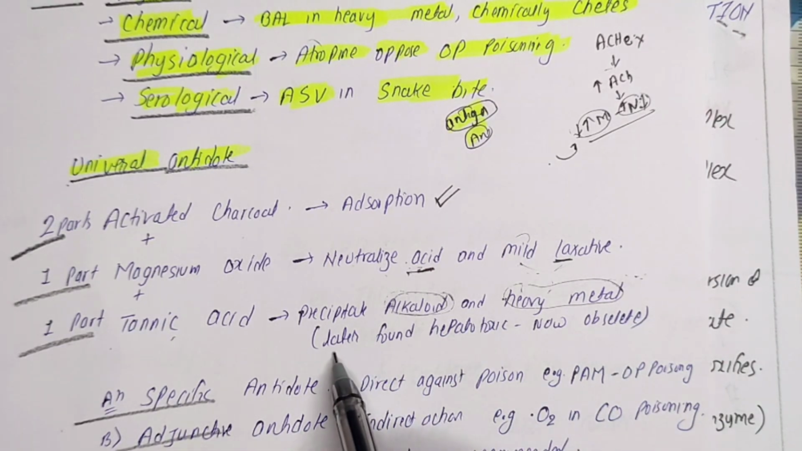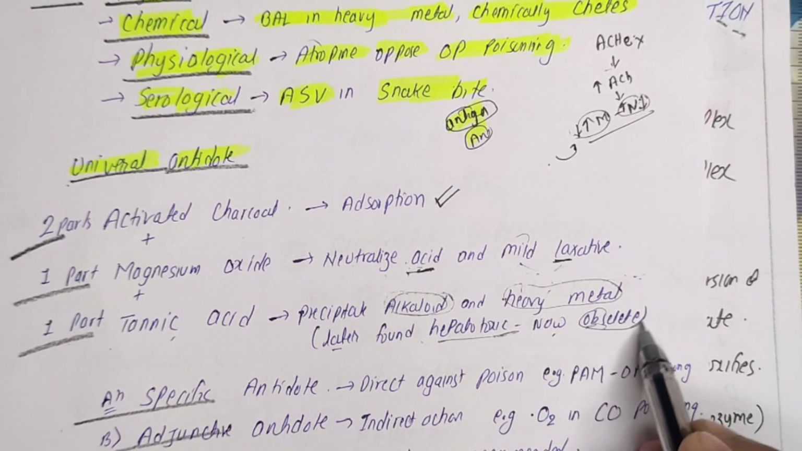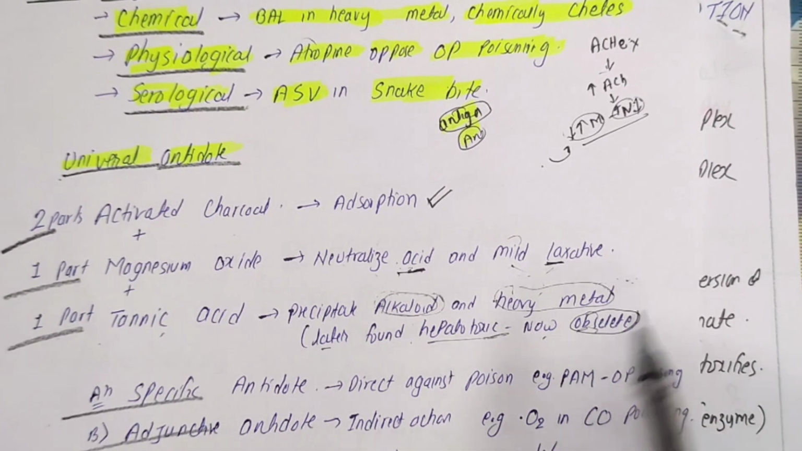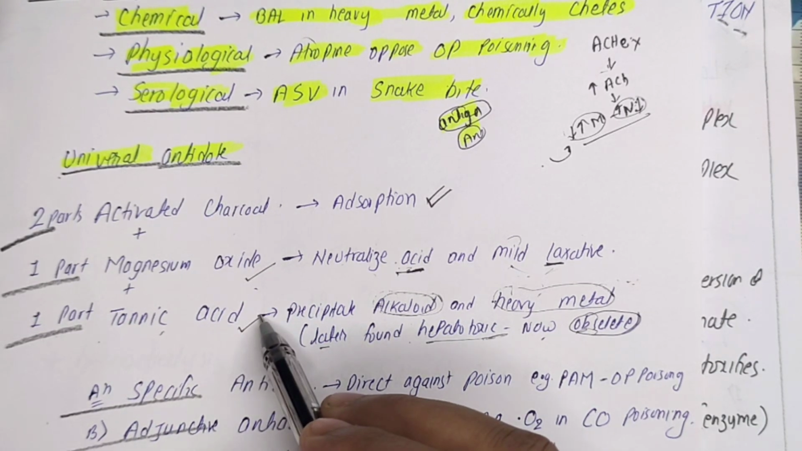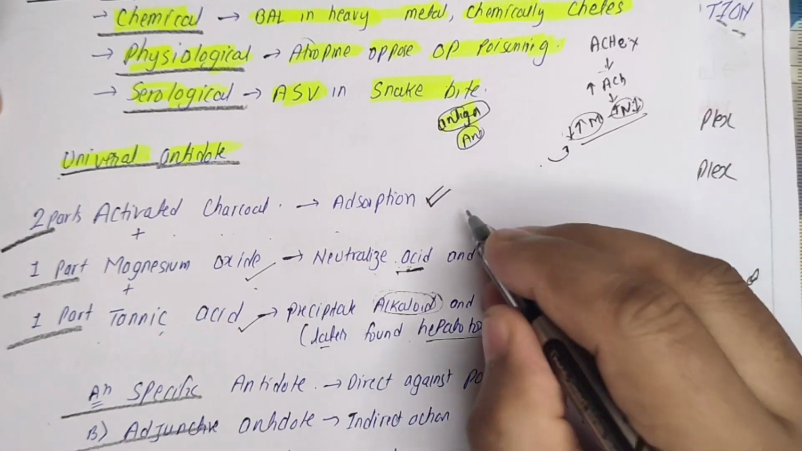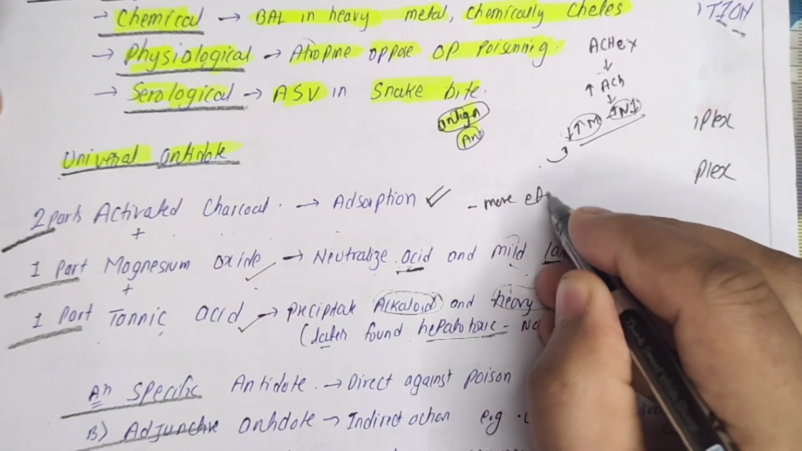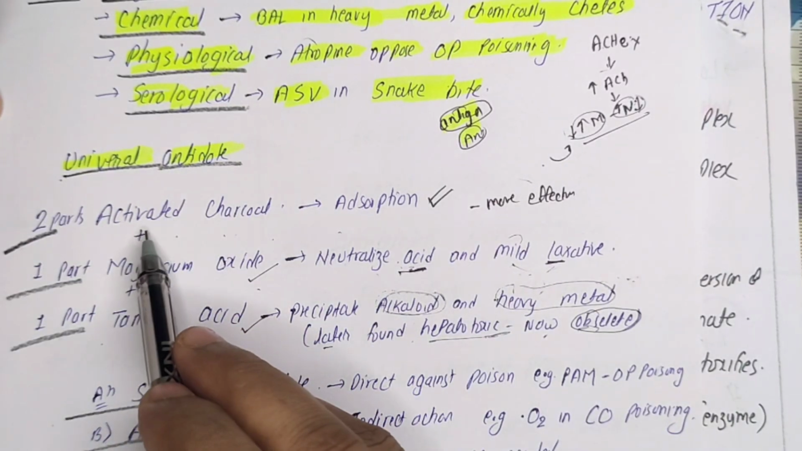But later it was found that this tannic acid has hepatotoxicity. Now they are not used. This is called obsolete now. Now even magnesium oxide is also not being used. Even tannic acid is also not being used widely. What doctors are telling is that activated charcoal alone is more effective. That's why they are only going with the activated charcoal.